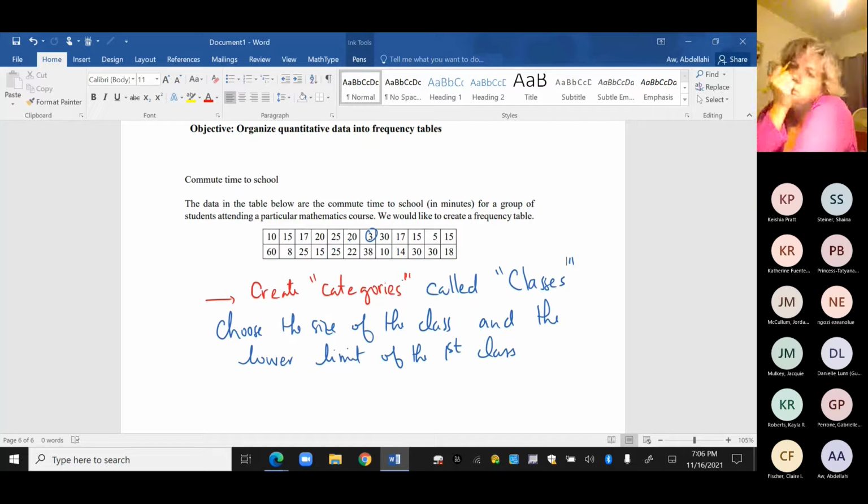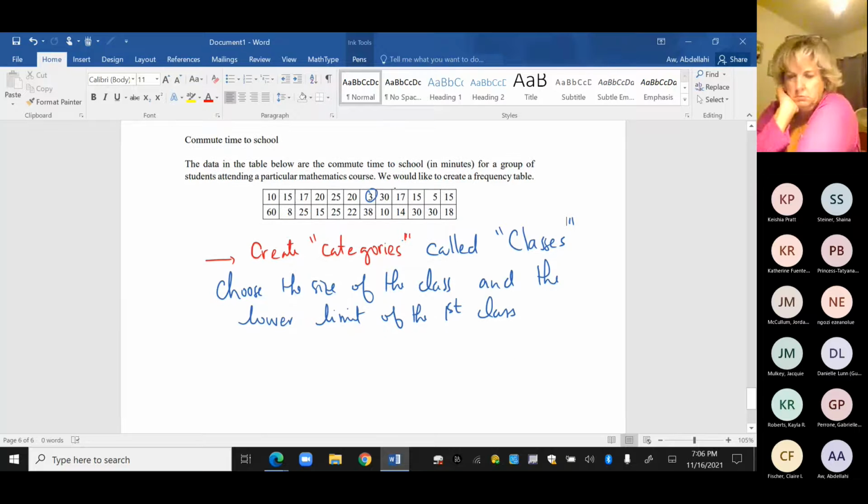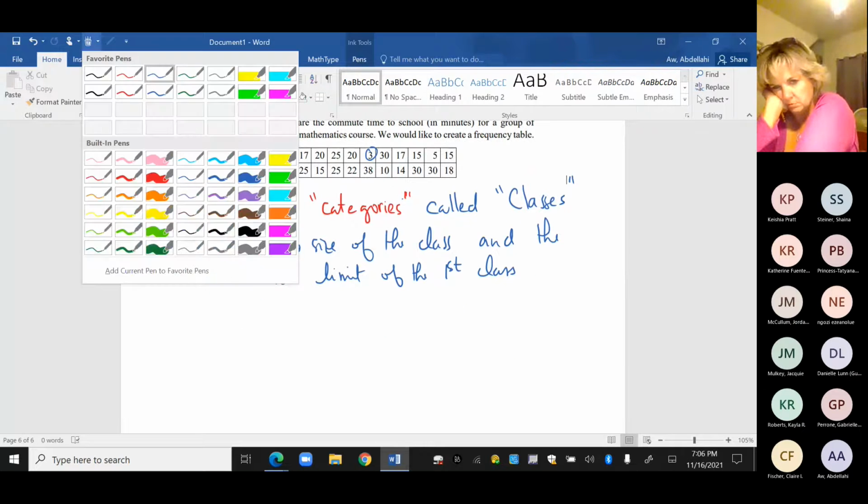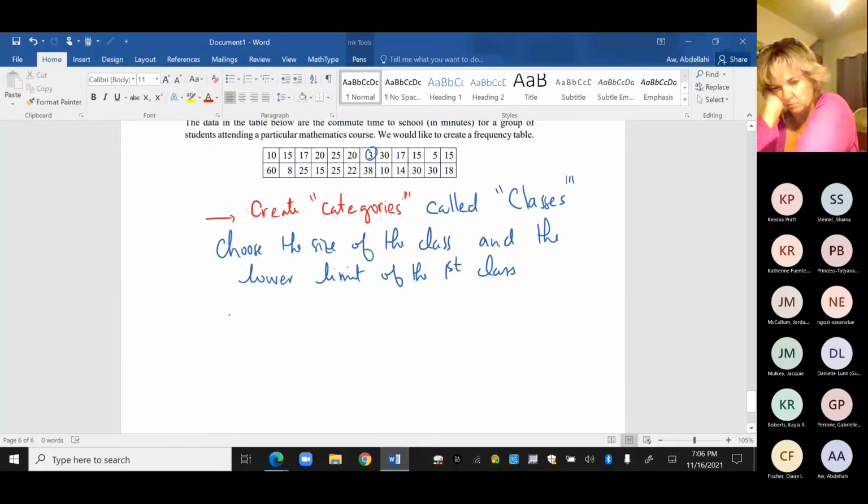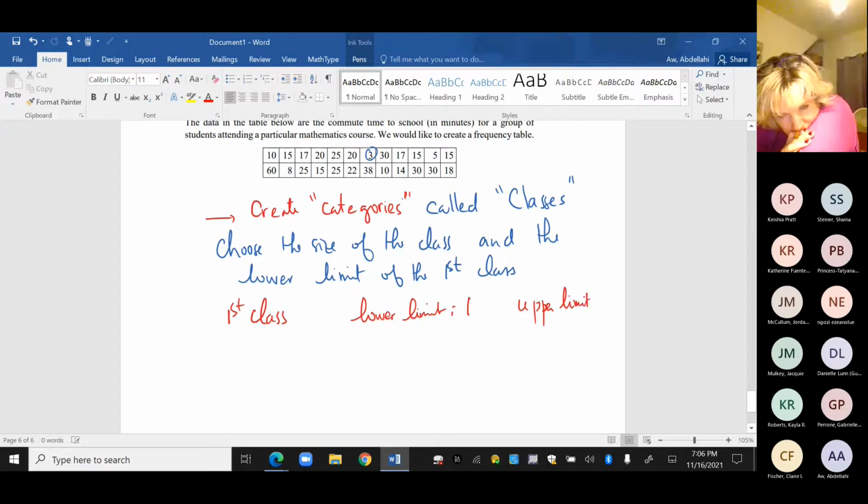But 3 is not really a nice number, so why not start at 1 minute? Again, that is a choice. If you want to, you can start with 3. And then it's going to be of size 10. So let me choose the lower limit of my first class to be 1. And the upper limit, since it should be of size 10, is 10.